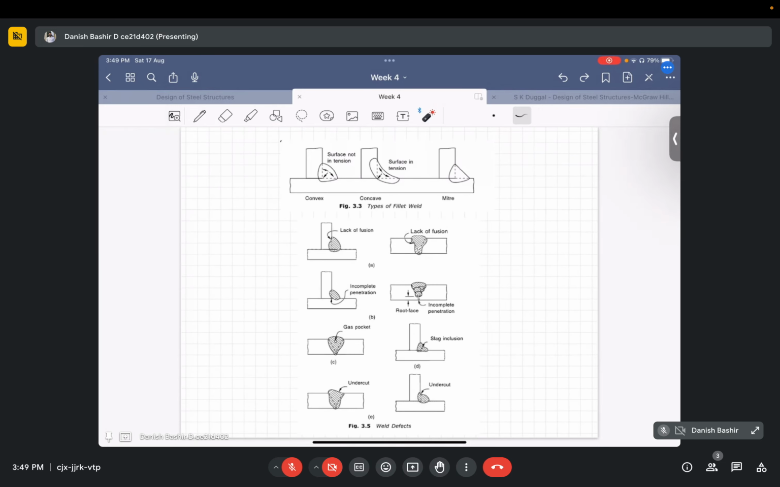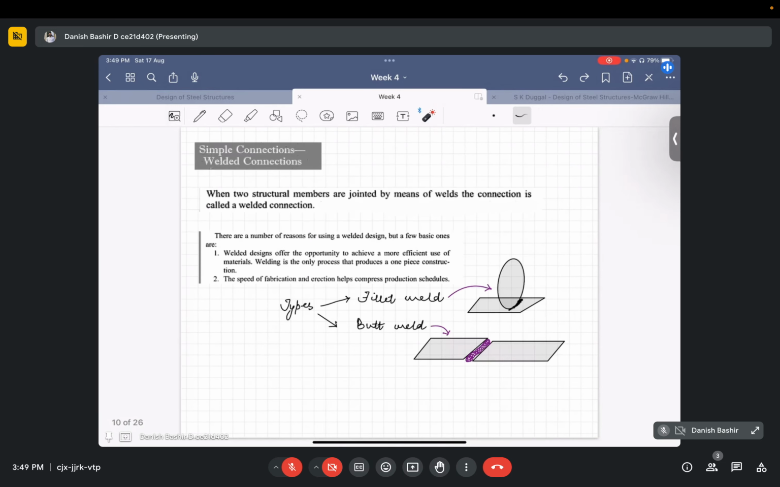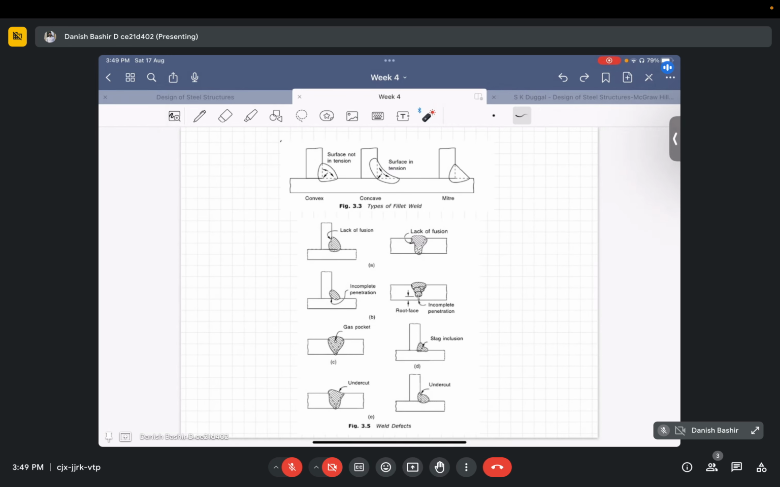So then I showed you these two things. And moving forward, these are the types of fillet weld.